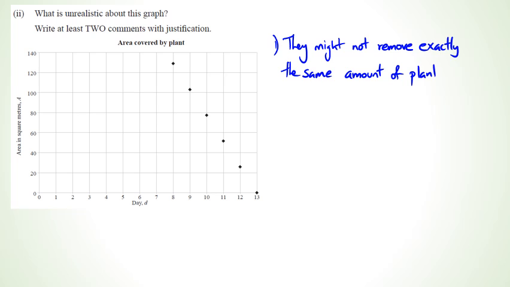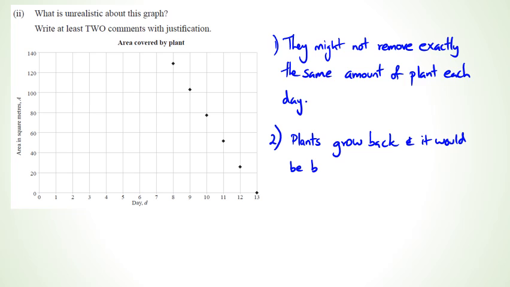And one of the second bullet points that they mentioned in the schedule was the fact that plants do grow back. So especially with this plant, if you look at day 7 to day 8, it grew exponentially. So the plants grow back and it would be bigger. So they're actually assuming that the plant is not going to grow after day 8. So that's another thing you can point out as well.